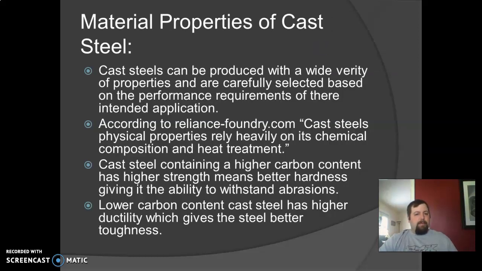Material properties of cast steel. Cast steel can be produced with a wide variety of properties and are carefully selected based on the performance requirements of their intended application. According to RelianceFoundry.com, cast steel's physical properties rely heavily on its chemical composition and heat treatment. Cast steel containing a higher carbon content has higher strength, which means better hardness, giving it the ability to withstand abrasions. Lower carbon content cast steel has higher ductility, which gives the steel better toughness.